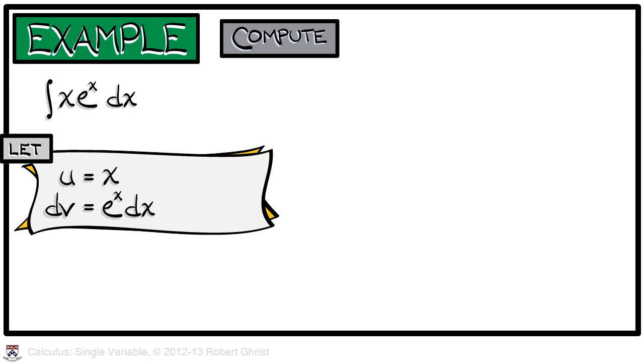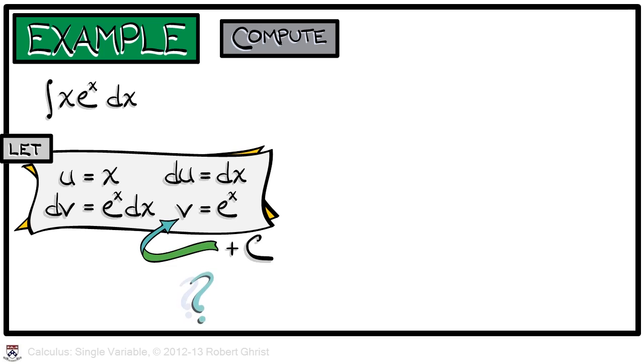This is going to be a pretty good choice in that when we compute du, we get something simple, dx. But when we integrate dv to get v, well, it's an integral that we can do. The integral of e to the x dx is, of course, e to the x. Now, in this case, why did we not choose a plus c, an integration constant? Well, let's see what happens when we apply the formula without that constant.